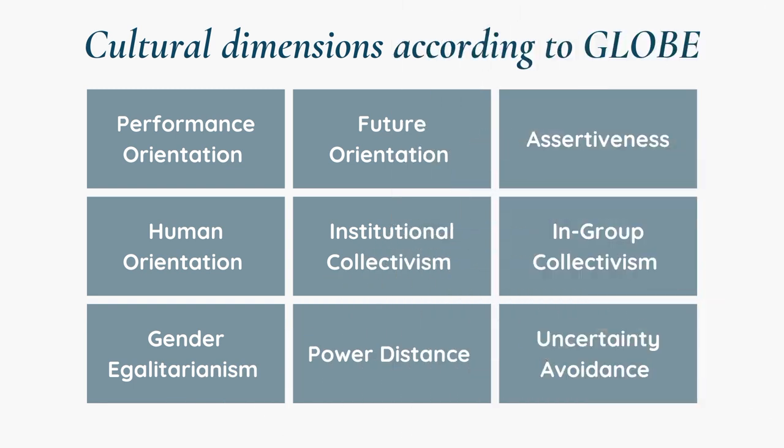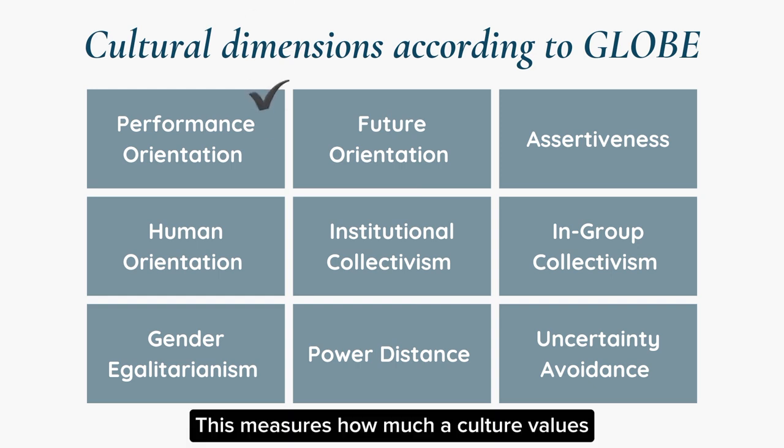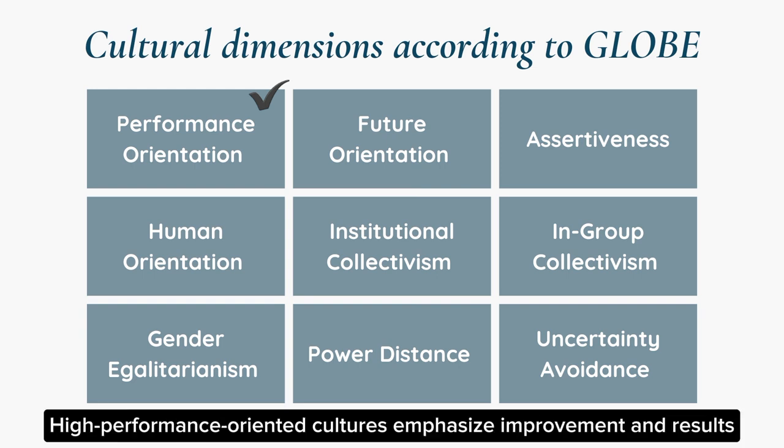Next, cultural dimension according to Globe. The Globe study expanded on Hofstede's work by examining cultural dimension in a more detailed and nuanced way. Here's a simple breakdown of the key dimensions they identified. The first one, performance orientation. This measures how much a culture values achievement, innovation, and excellence. High performance-oriented culture emphasizes improvement and result.